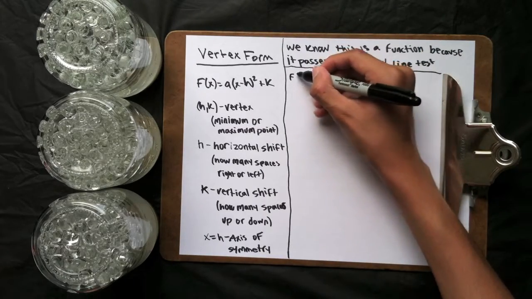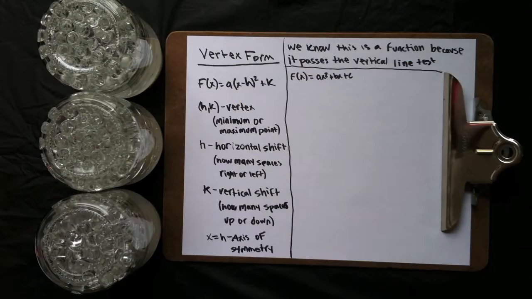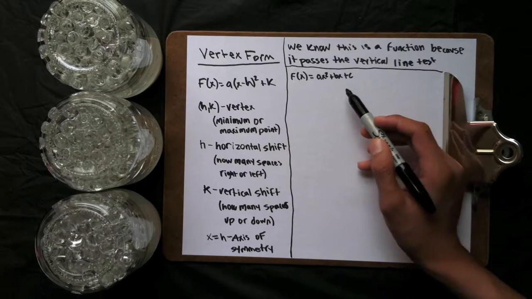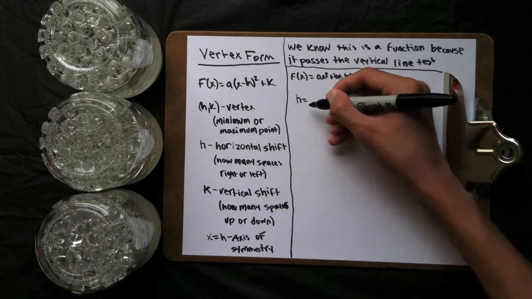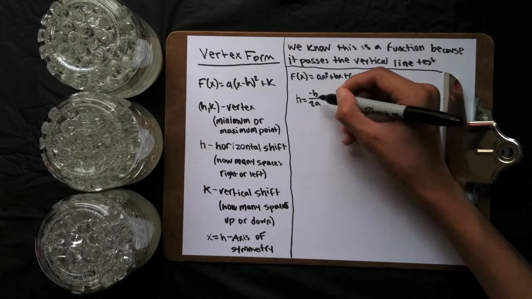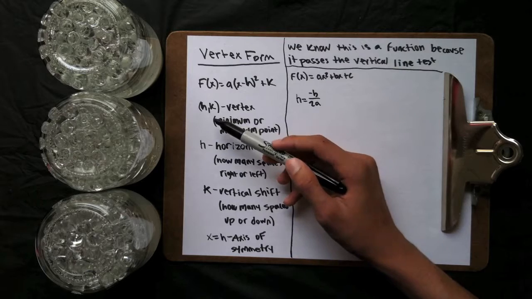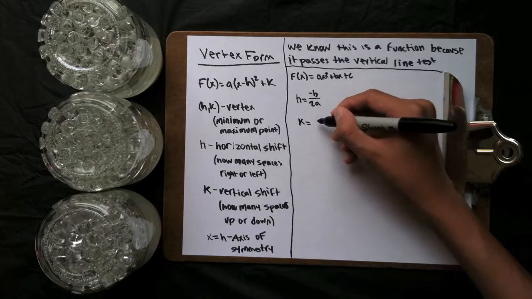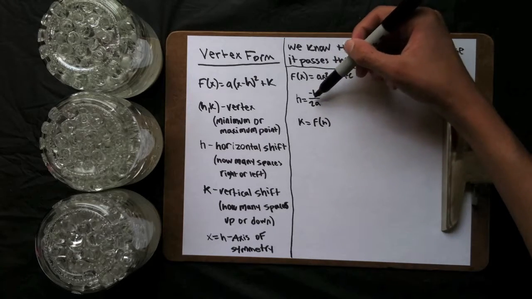So let's go back to the quadratic equation, f of x equals ax squared plus bx plus c. The x-coordinate of the vertex, h, can be found from the quadratic equation with the formula h equals negative b over 2a. And the y-coordinate of the vertex, k, can be found by k equals f of h, using the h you get over here.